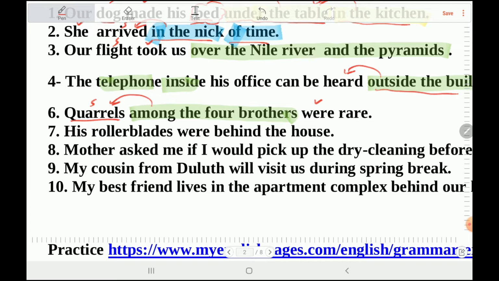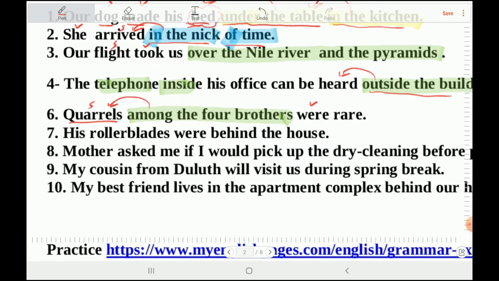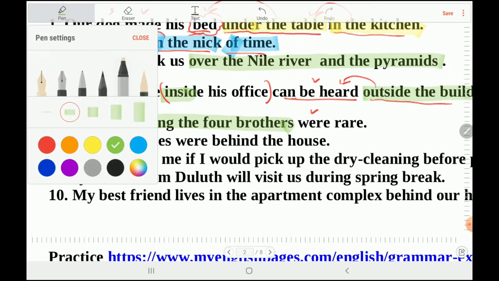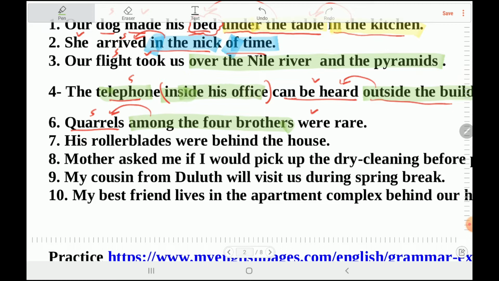يبقى دايما when you write a sentence، يعني try not to put the subject next to the verb. اطلع من الفكرة دي شوية. يعني انت ممكن تقول quarrels were rare. Okay. انت قلت هنا ايه؟ The telephone inside his office can be heard. طب can be heard this is the verb. طب where is the subject? The telephone. طب انت بص انت حاطط ما بين السبجكت والverb, you interrupted the subject and the verb with a prepositional phrase, inside his office. Try writing sentences like this.